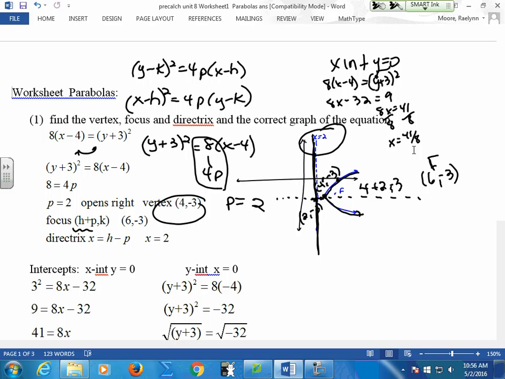Your other intercept, when x is equal to 0, says take this, put x in here. When you go to take the square root of this, you can't. So we say no real y intercepts. They're imaginary, but we don't care about imaginary. We only care about real.